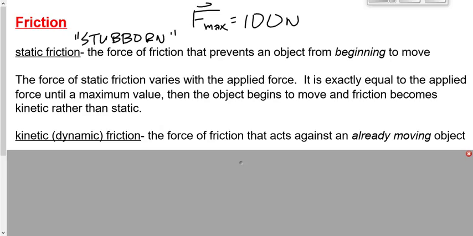Now the other type of friction is called kinetic. Sometimes we call it dynamic friction. It's a force of friction that acts against an already moving object. That's the toboggan. The toboggan at the bottom of the hill is sliding, and it comes to a stop because of kinetic friction or dynamic friction. This is not an official name for it, but I sometimes call it sliding friction, because that sometimes helps us to distinguish what kind of friction we have if we associate that word with it. Sliding friction.